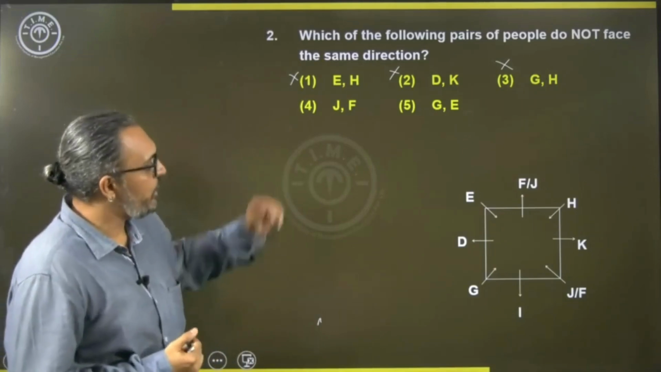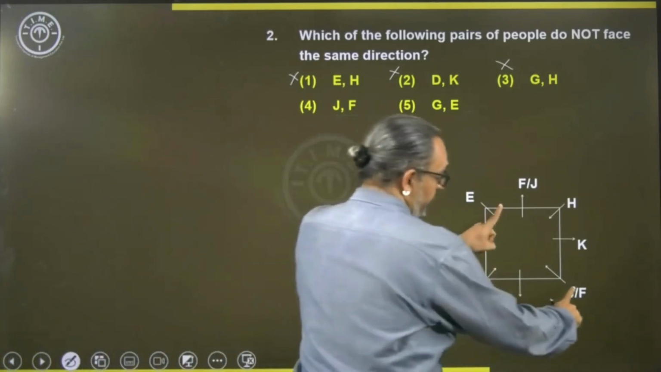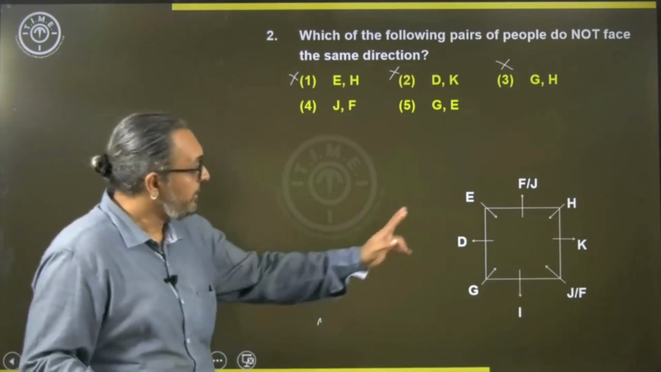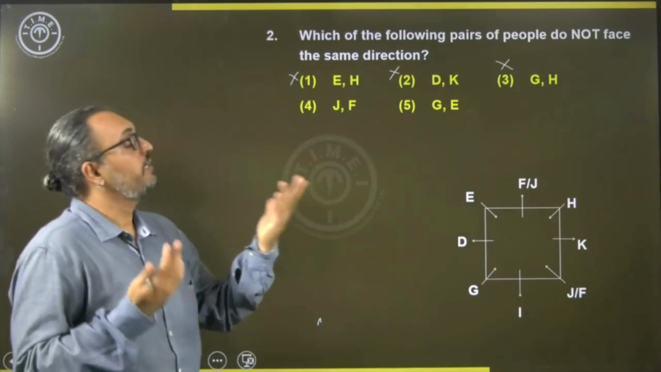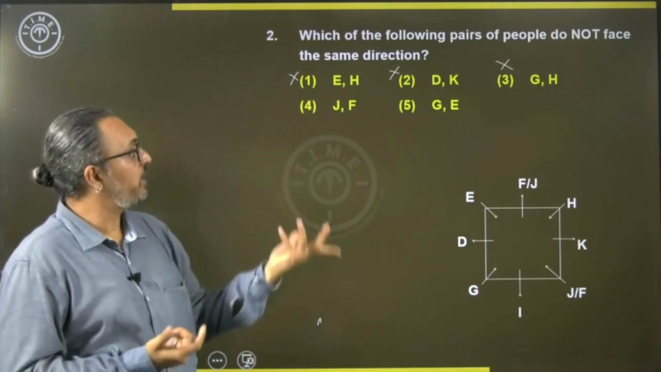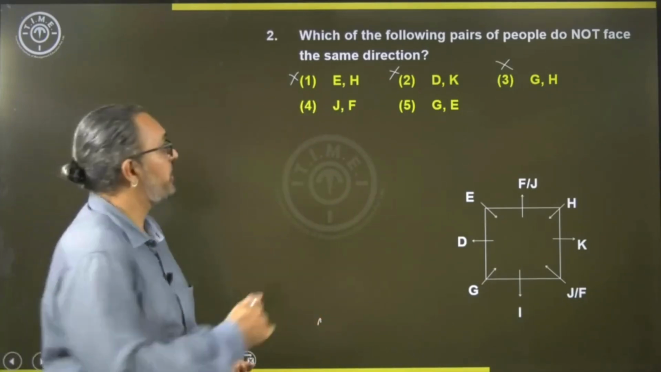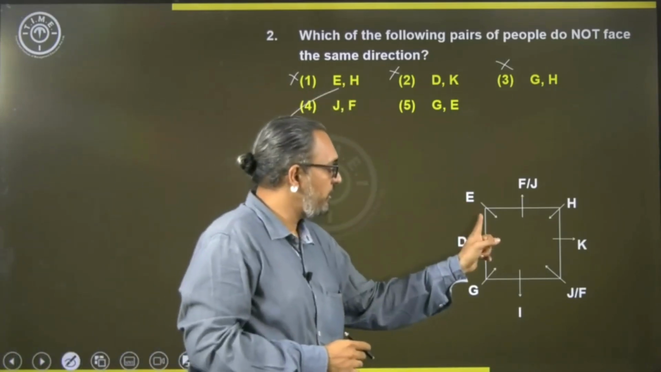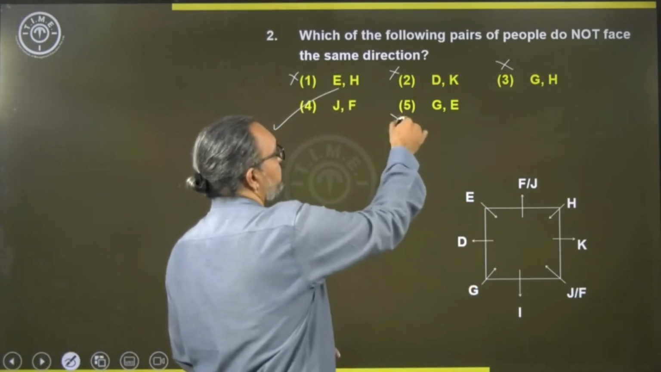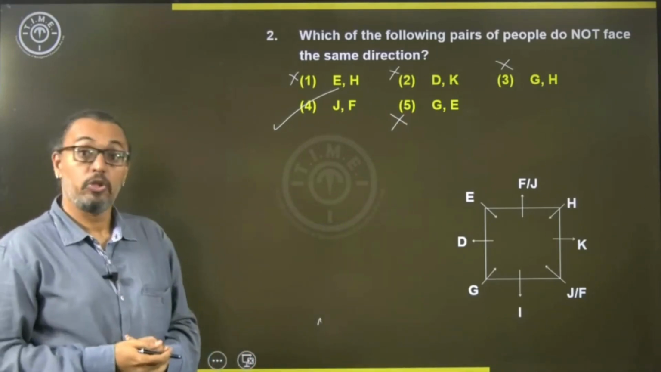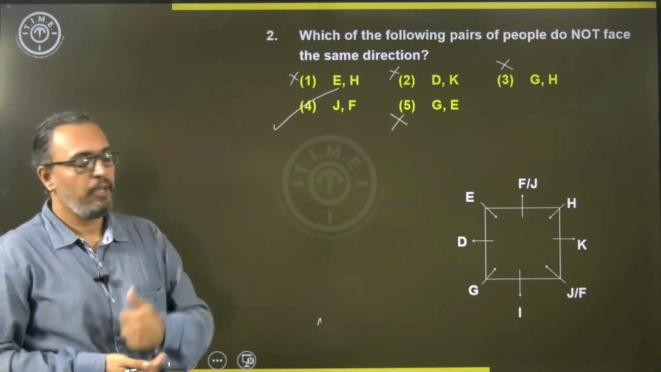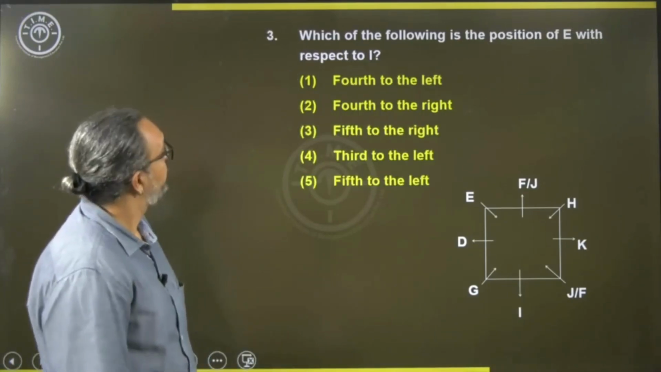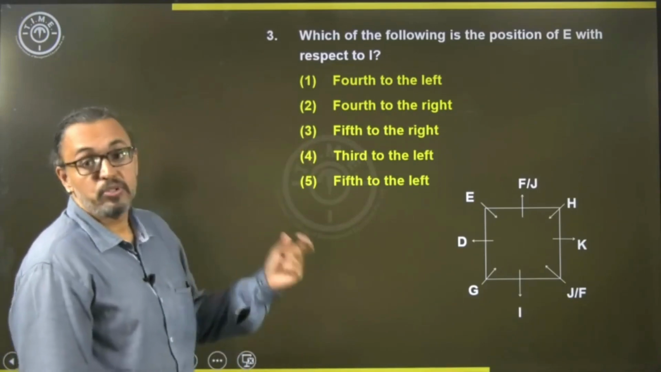Correct? Then J and F. J and F, yes. Wherever you have F, wherever you have J, it doesn't matter. They are always facing different directions. So not facing the same direction means they should be facing different directions. So it is the fourth option. Because in the fifth option, G and E, they are also facing the same direction. So it is choice 4, not facing the same direction. Choice 4.